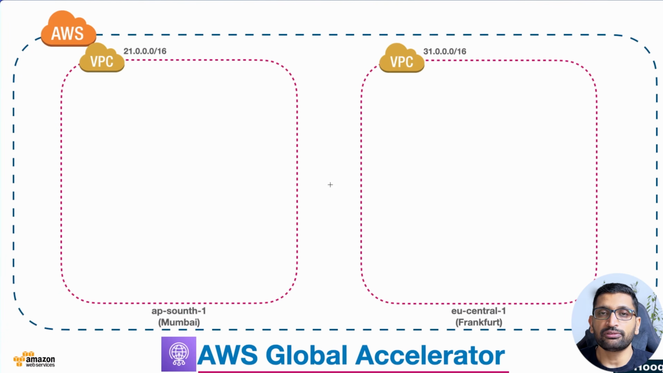Alright, now I'm simplifying this whole implementation, and here you can see this is my AWS account, and in this AWS account I am setting up two VPCs. This is the first VPC and this is the second VPC. First we are going to work in the Mumbai region, and this is the VPC and this is the IP range we will assign to that particular VPC.